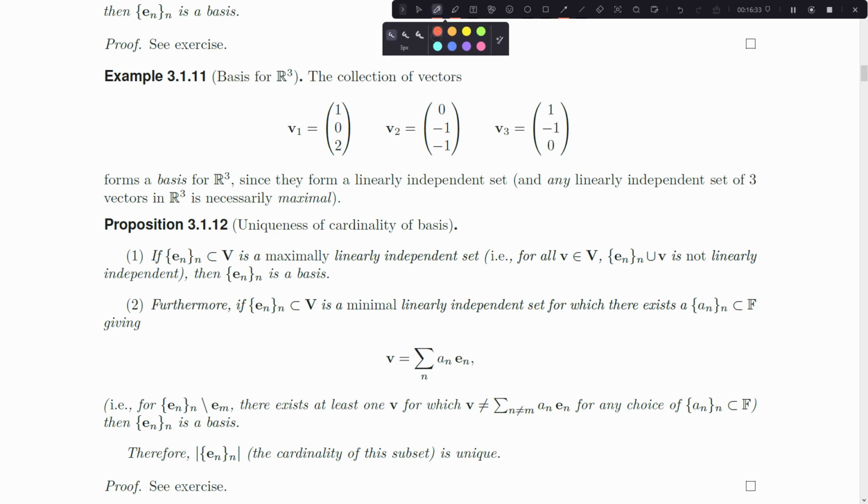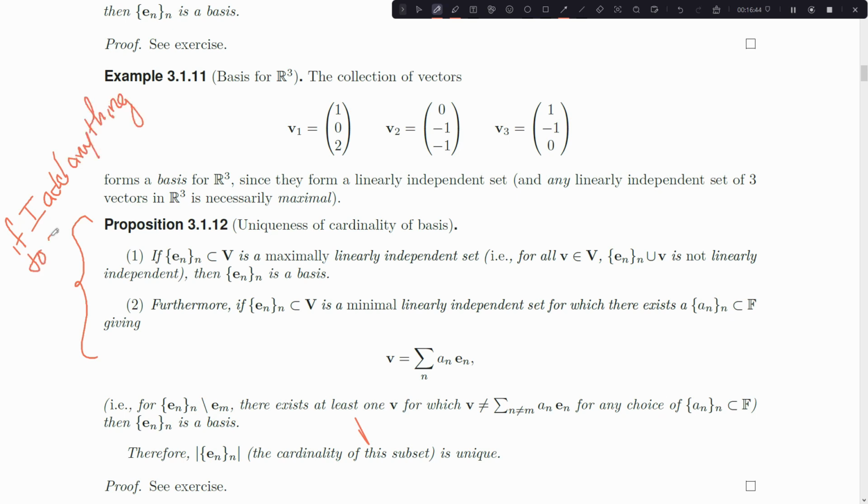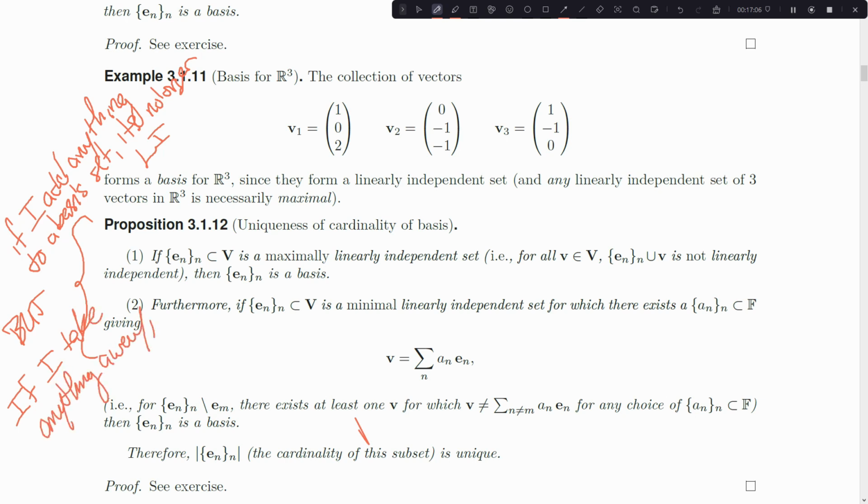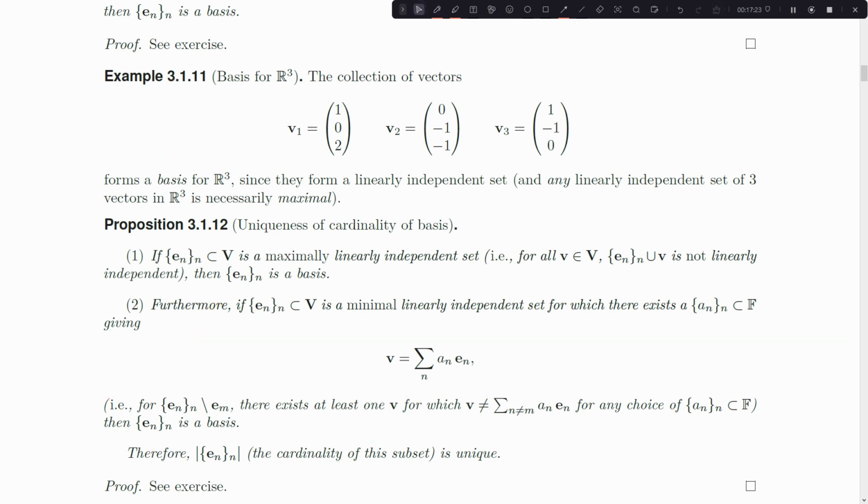Maybe I'll write that down a little more explicitly here. This is saying if I add anything to a basis set, it's no longer linearly independent. But if I take anything away, it's no longer spanning. And that means that its size is unique. That means I can't add any extra elements. I can't subtract any elements. So its size is unique.